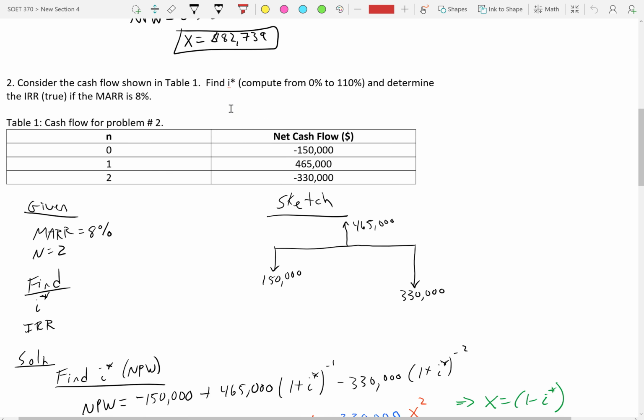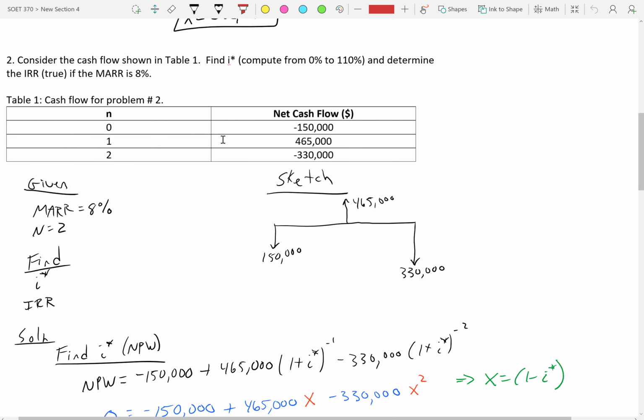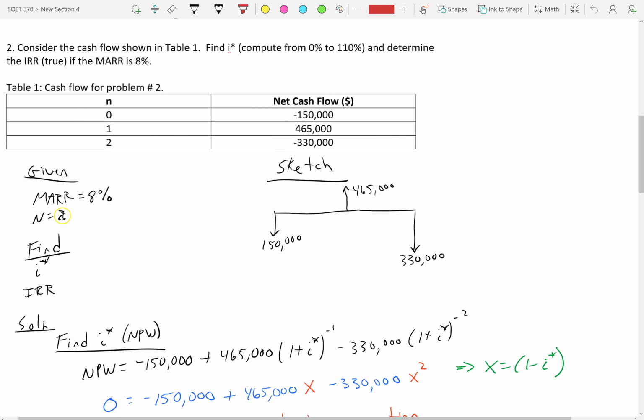All right. Very similar to one of the homework problems that you had. All right, here's another similar homework problem: find I star and your internal rate of return true with a MARR of 8%. The first thing you want to notice is that if it goes negative, positive, negative, that indicates it's a mixed investment or non-simple. I star is not the same as your IRR true. So here's our given, 8% for MARR, 2 years. We're finding I star and the true internal rate of return.